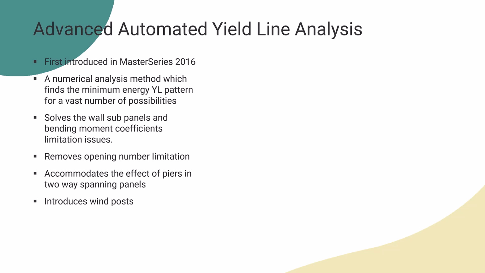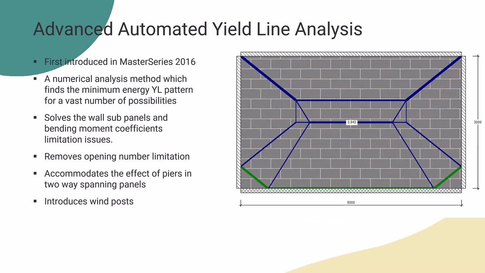So moving forward a little bit, and again, we're still talking about history here. We're not talking about anything new. We first introduced automated yield line analysis in MasterSeries 2016, so that long ago. And if we can remember back to that first panel that we looked at using the bending moment coefficients, the nice simple plain panel with no openings, we were getting a unity ratio there of 0.95. So that's almost entirely replicated here now with this advanced automated yield line analysis, which is obviously reassuring for designers.